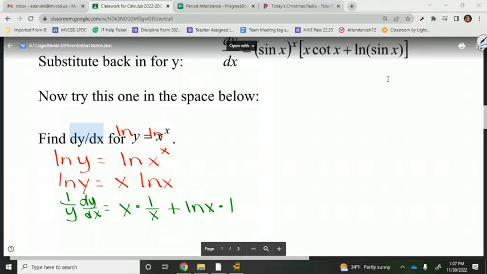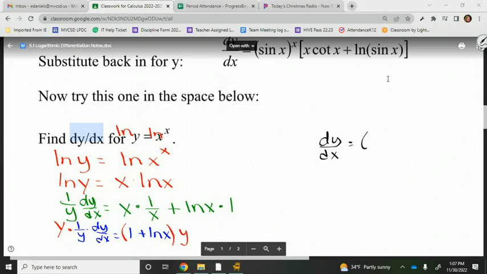Okay, I'm going to clean up the right-hand side before I do anything else. On that right-hand side, this part will give me just a 1 because it's technically x over x, plus the natural log of x. Then my goal is to get dy dx by itself, so I can multiply each side by y. And then on the left-hand side, I'll have dy dx left. On the right-hand side, I'll have 1 plus the natural log of x.